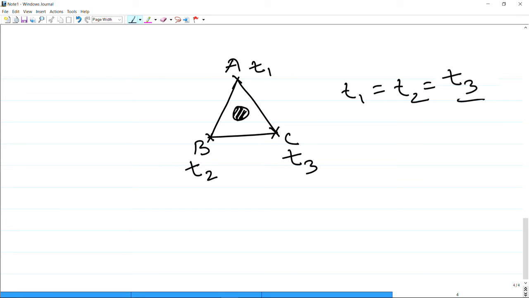On the other hand, if these times are not equal to each other, then you know that the source is not located at the center, and depending on whether sensor A, sensor B or sensor C is receiving the signal first, you can say whether the source is located close to sensor A, close to sensor B or close to sensor C. For example, if sensor A receives the signal first, then T1 will be less than T2 and T3, and then you can say that this acoustic emission source is possibly closer to sensor A compared to sensor B and sensor C.